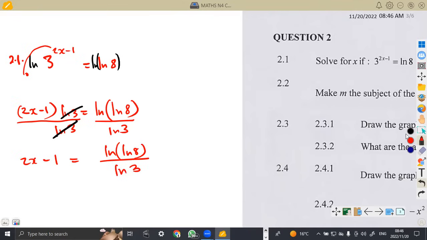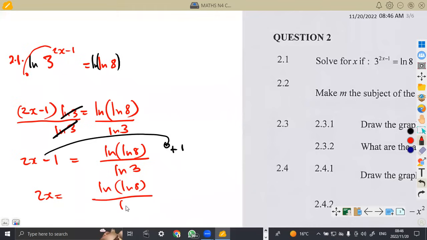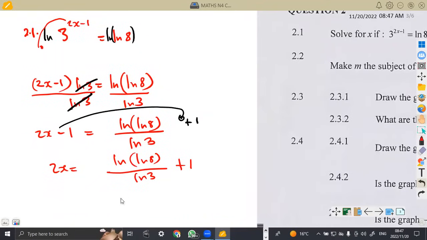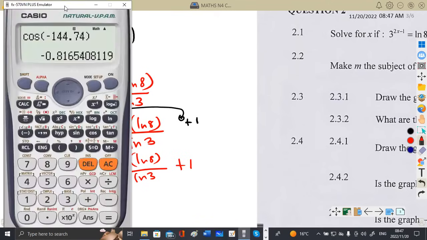We can transpose the minus 1 to the other side of the equation, which is going to be a plus 1. So that means 2x is equal to ln 8 over ln 3 plus 1. Whatever you're going to obtain here, we have to divide by 2. We can simplify first, or we can just divide by 2, it is fine. So 2x is equal to, let's simplify this part and see what we're supposed to obtain.